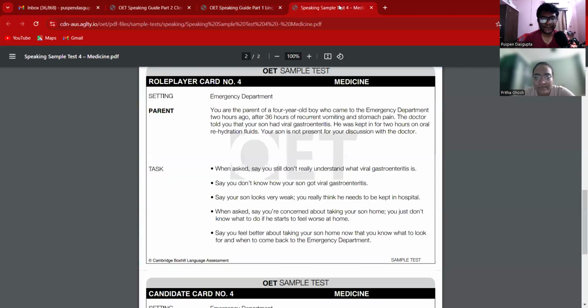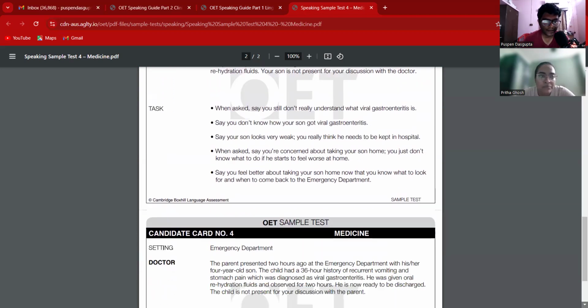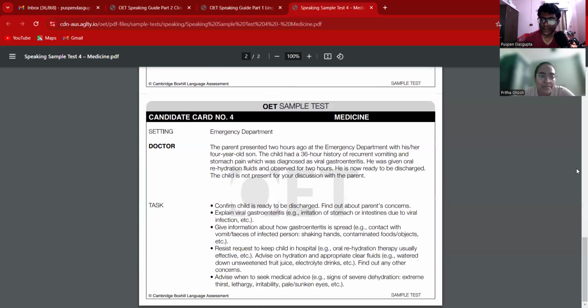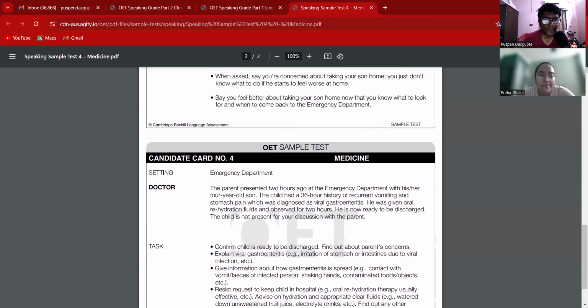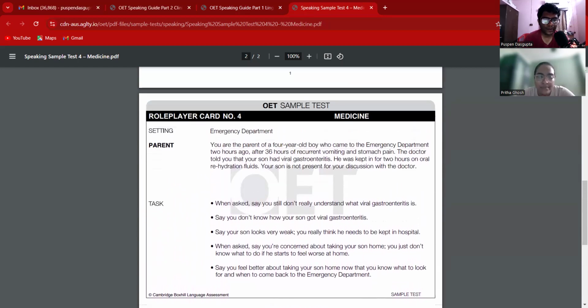Now for practice, this is how the test is done. You have a role player card, and there is the candidate card. The role player card is with the interlocutor, and the examinee has the candidate card. It basically describes the same scenario but from two different perspectives. So, the role player card says the setting is an emergency department, where the person is a parent of a 4-year-old boy who has come to the emergency department 2 hours ago after 36 hours of recurrent vomiting and stomach pain.